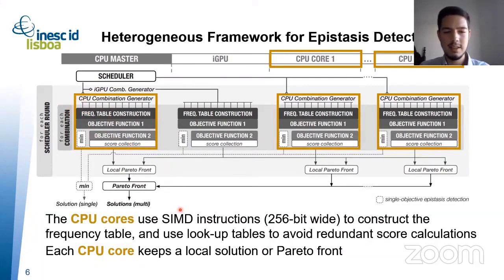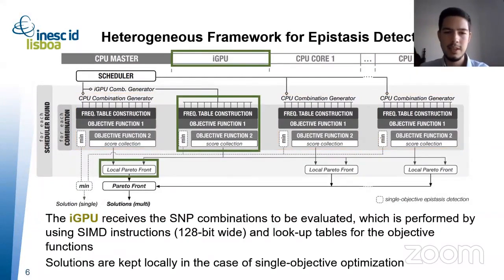For the CPU cores, the initial combination is received and all 4 steps of evaluation are done using SIMD instructions to construct the frequency table, and lookup tables are also used for the score calculation and the evaluation to avoid redundant scores. And each CPU core will keep their local solution or their local Pareto front. As for the integrated GPU, the SIMD instructions used are 128-bit wide, and the same lookup tables are used. The solutions are kept locally also, but only in the case of single objective optimization, as in the case of multi-objective optimization, the Pareto front is merged with the Pareto front of the CPU master.